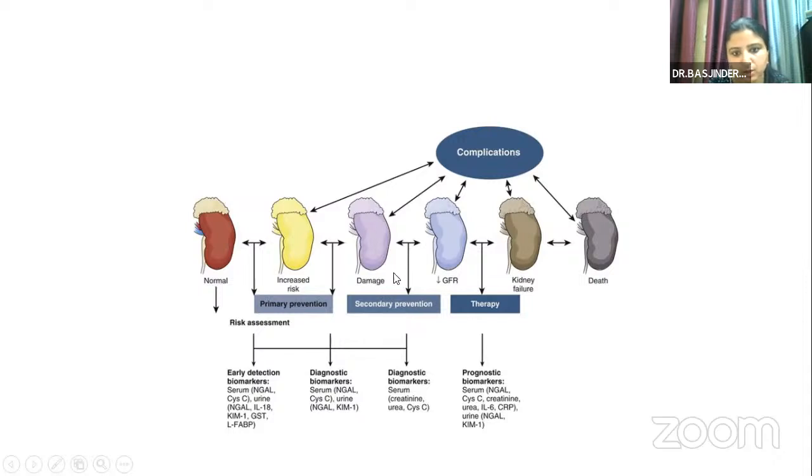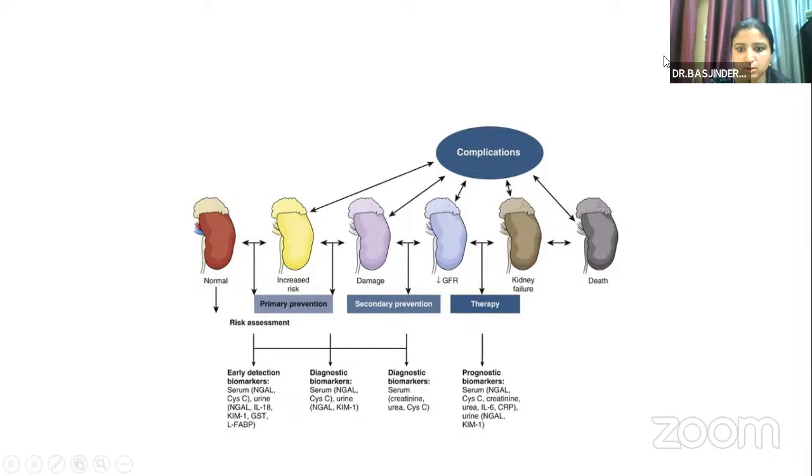Then there is secondary prevention, when damage has occurred but before the fall in GFR and the further rise in creatinine. You can use biomarkers which can tell you that we are at this stage of the damage, and you can do secondary prevention, like initiating RRT here and halting the process. But again, there are many studies on the pros and cons of early and late RRT.